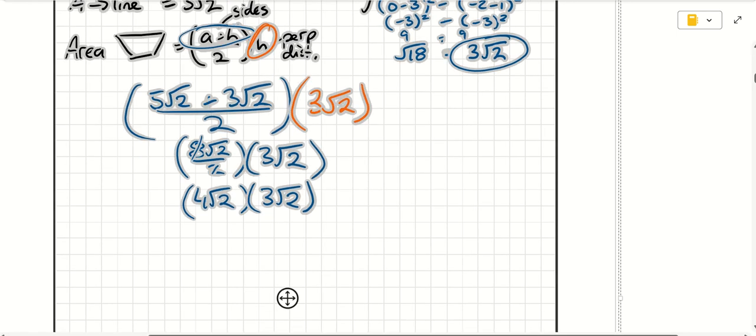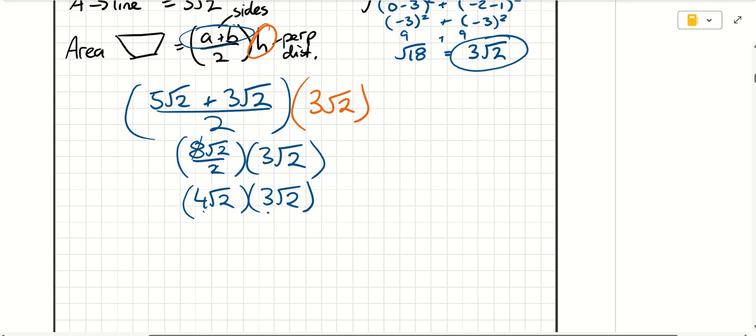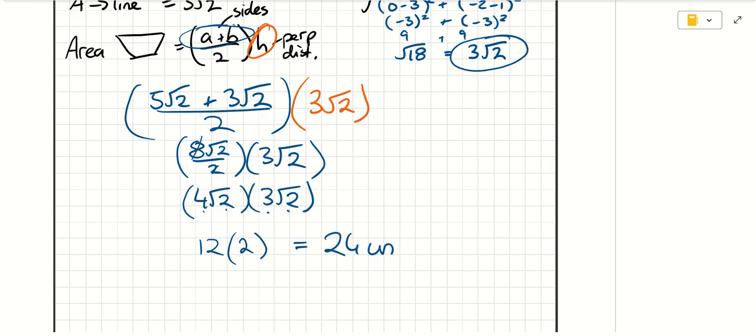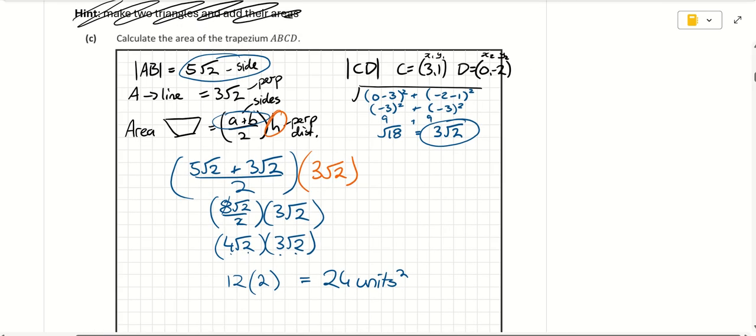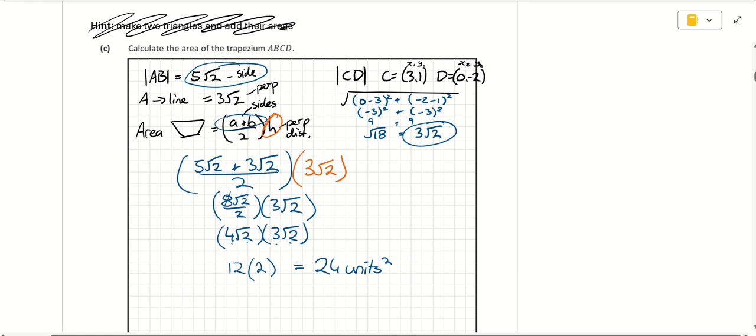You can just stick it in your calculator, or you can do 4 by 3 is 12, and root 2 by root 2 will just give you 2, and so you get 24 units squared. So you're using the two parts from the earlier bit to solve the last bit. Yes, you can do it the two triangles way. That wasn't really that helpful of a hint. This is easier because you've already got 2 of the answers. So there is question 1 done.